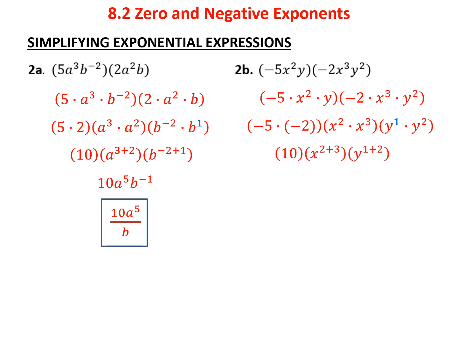So in this case, I have 10. Negative times a negative is positive 10. x to the 2 plus 3. y to the 1 plus 2. I have 10 x to the 5 y cubed. Didn't have any negative exponents, so that one made it a little bit easier.